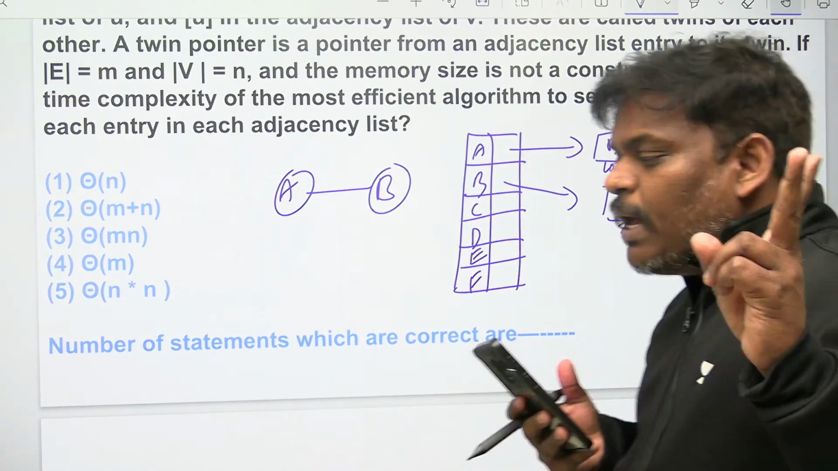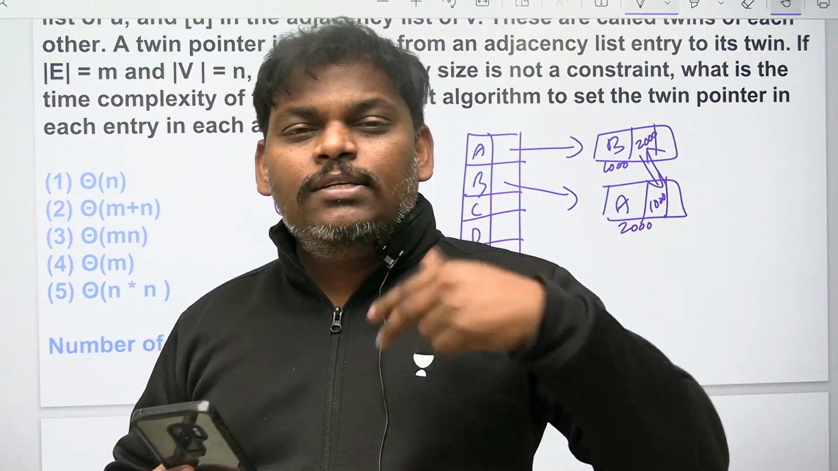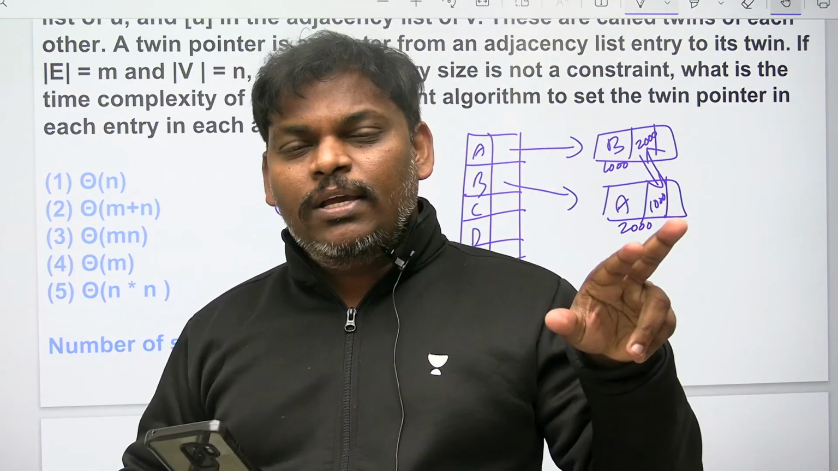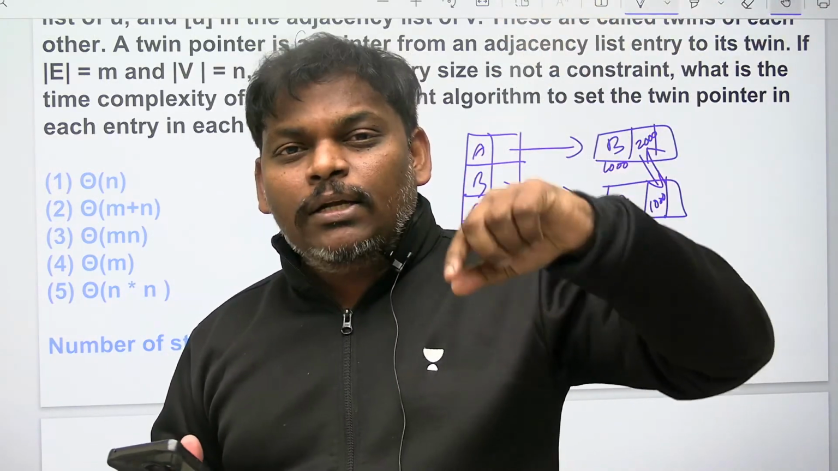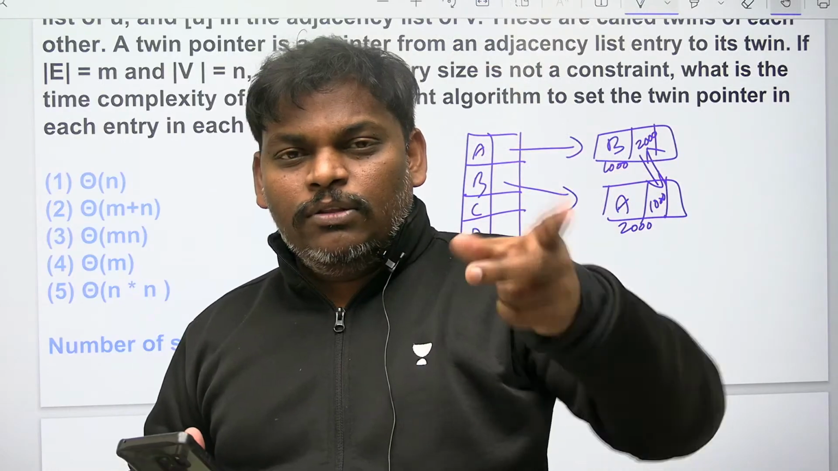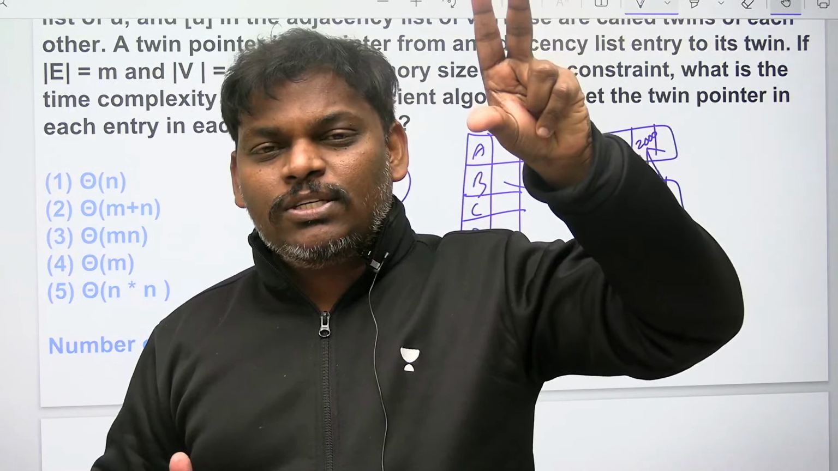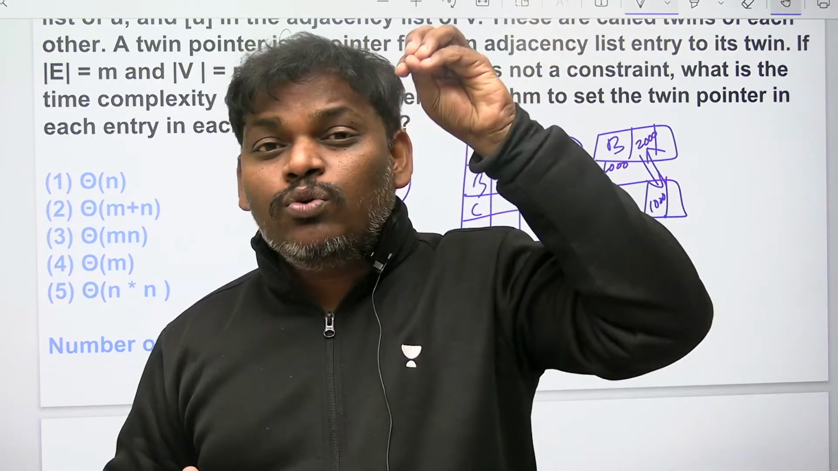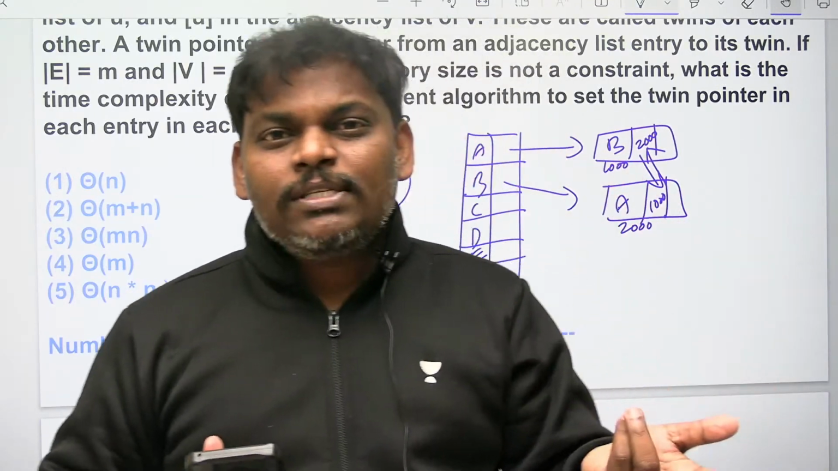If two vertices are adjacent in the undirected graph, in the adjacency list representation, in A's adjacency list you keep the B node, and in B's adjacency list you keep the A node. These two are called twins of each other. Now in the given adjacency list, how much time does it take to set the twin pointers? That is the question they are asking. I am repeating once again.